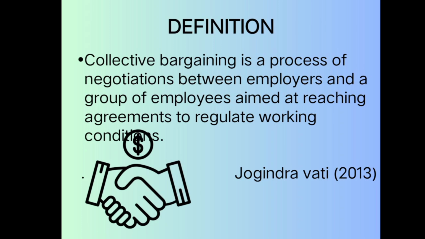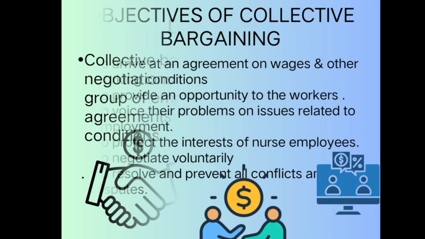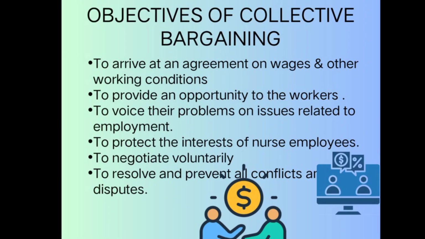The other definition, by Jogendra Vati, is that collective bargaining is a process of negotiation between employers and a group of employees aimed at reaching agreement to regulate working conditions. So this is the other definition of collective bargaining.